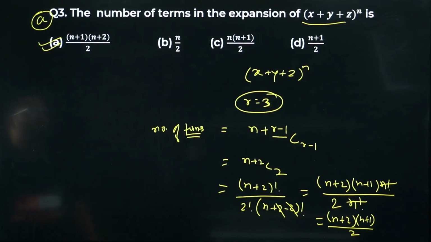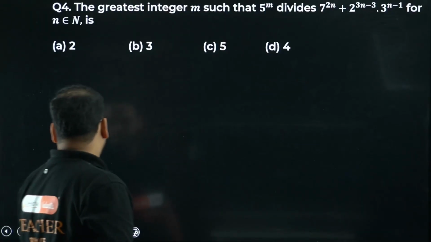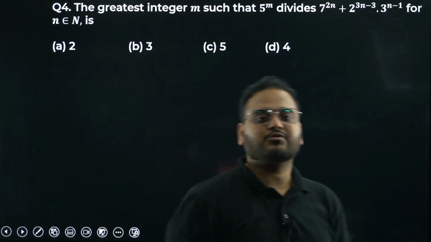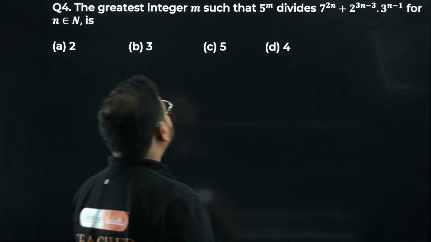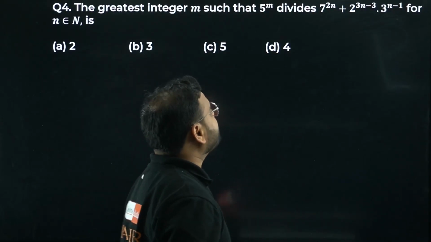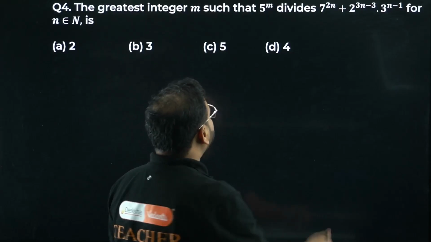Have a look. Alright. Let's move on now to question number 4, which will be the last question from this topic. So let's complete this and complete our chapter as well. The greatest integer m such that 5 power m divides. So basically we're looking for the value of m.